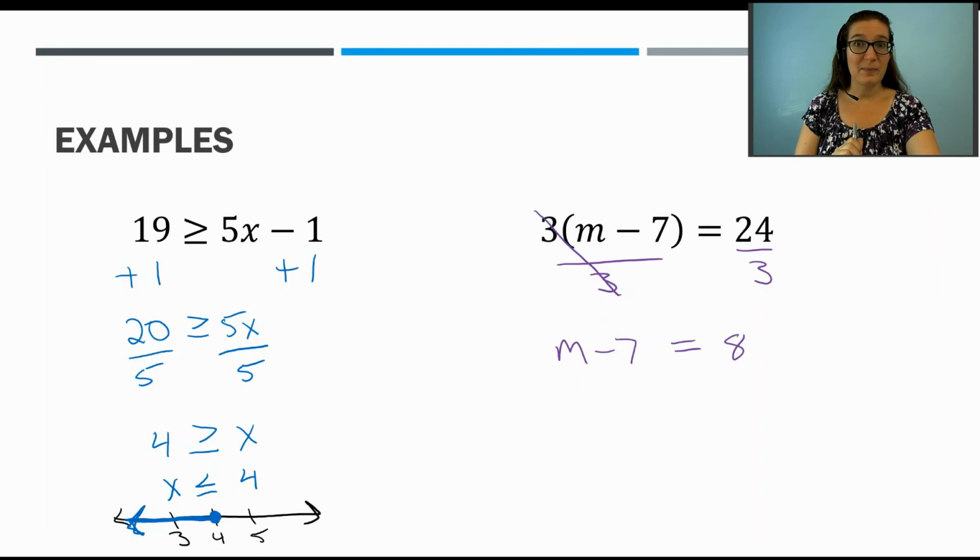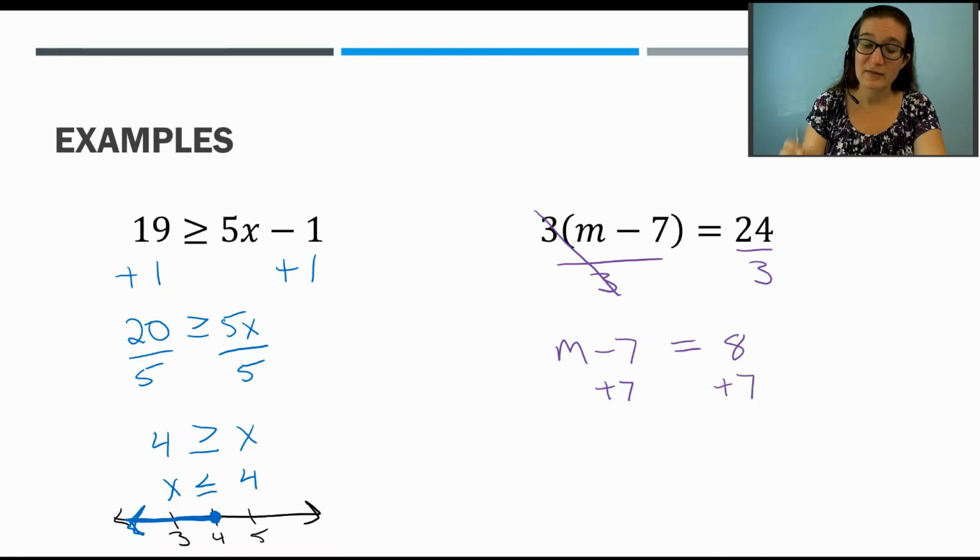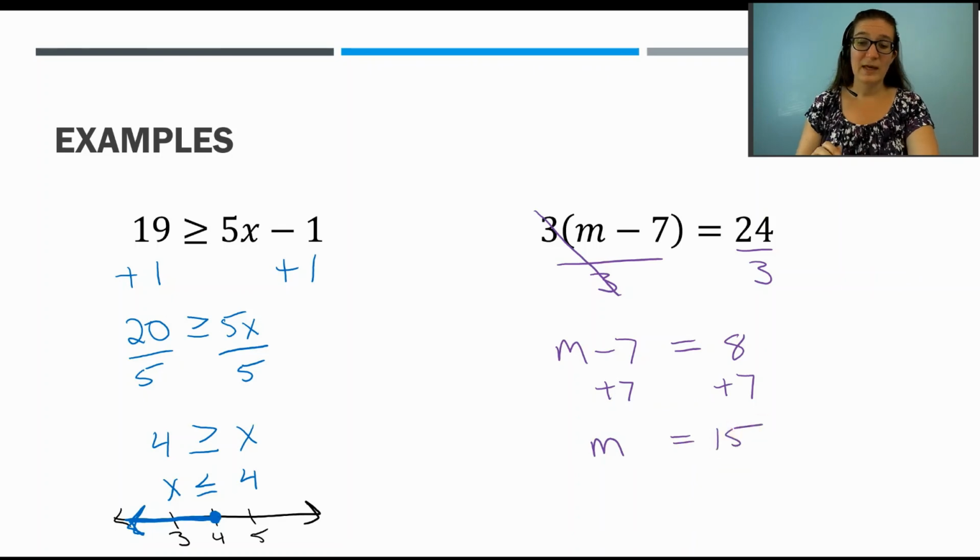Now I see m minus 7, so the opposite of subtracting is adding. Got to do that on both sides of the equals. So then resolving that, I have m is equal to 15. And because it is an equation with an equal sign, we don't have to graph that because it's not a range of numbers for our answers. Our answer is just 15. M is equal to 15 and nothing else.